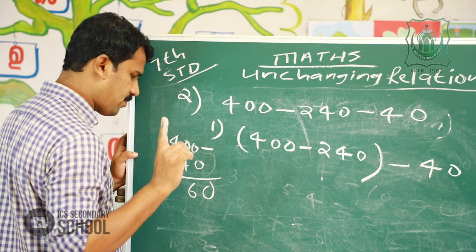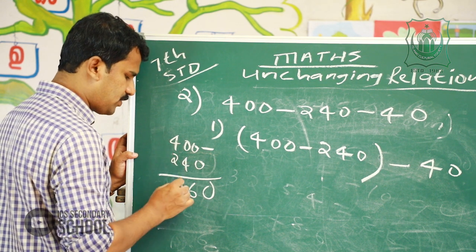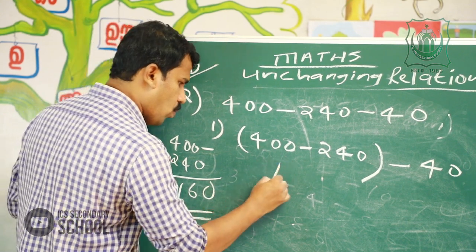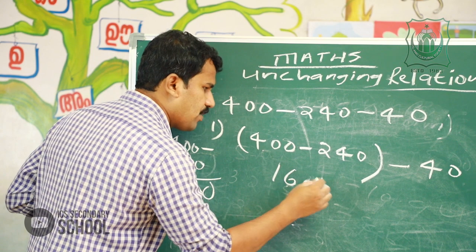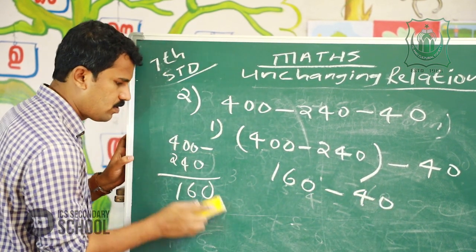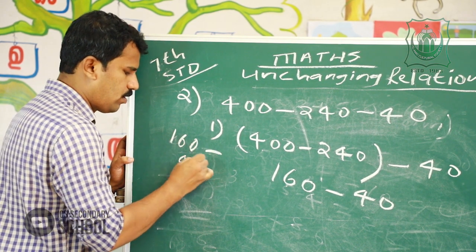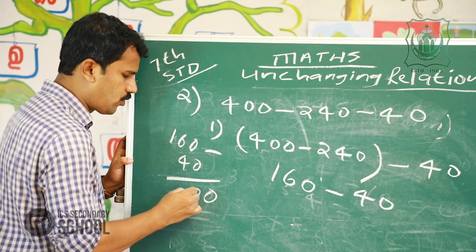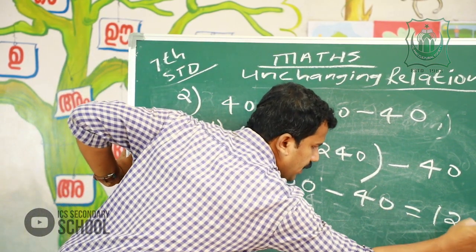6 plus 4 is 10, remaining 1. 2 plus 1 is 3. 4 minus 3 is 1. That is 160. Then 160 minus 40. 0, 6 minus 4 is 2, then remaining 1. That is the answer, 120.